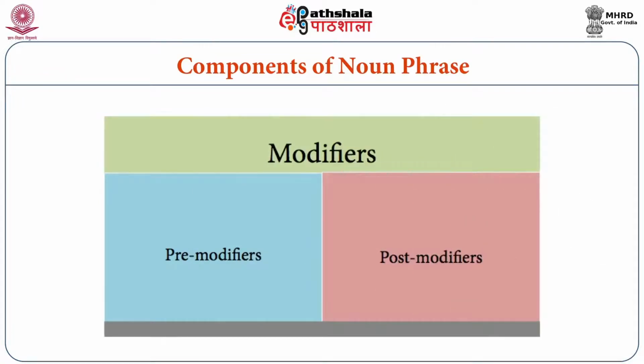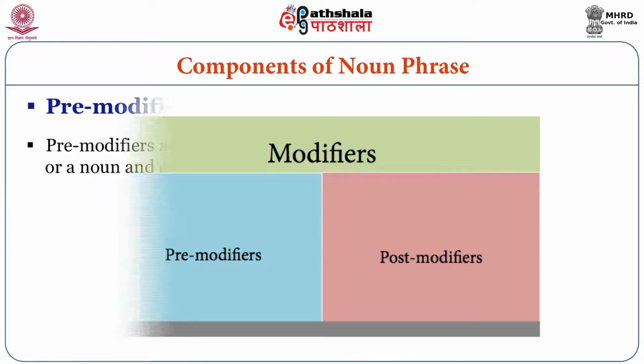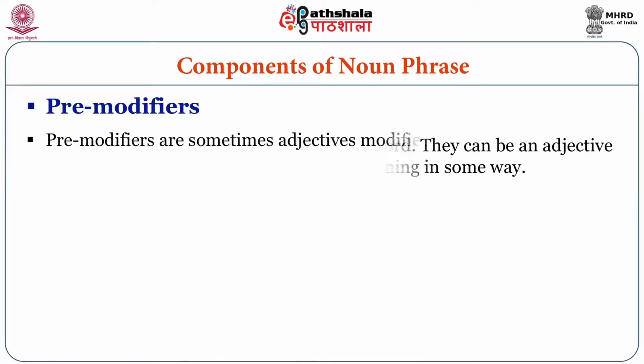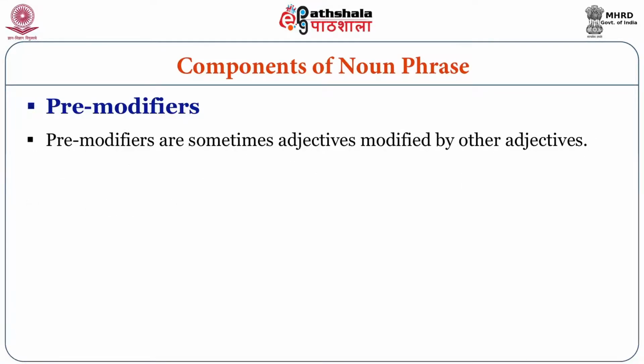Modifiers can be divided into 2 categories: pre-modifiers and post-modifiers. Pre-modifiers are placed before the head word. They can be an adjective or a noun and describe or restrict its meaning in some way. This is a pink house. This pink is the pre-modifier. Pre-modifiers are sometimes adjectives modified by other adjectives. This is a lovely pink house. Pink is an adjective and lovely pink is the pre-modifier.